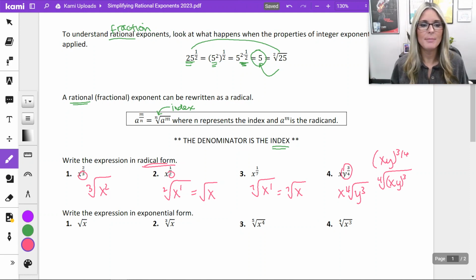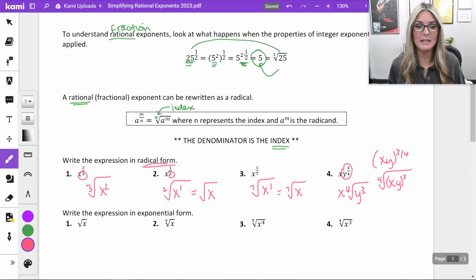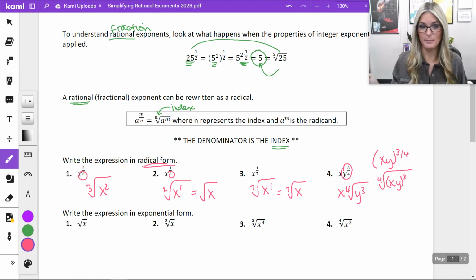So number one for the next section, write the expression with exponential form. Let's go backwards. Now, we already talked about the understood square root here and understood one exponent. So let's go backwards. I would have x raised to the 1/2. The denominator was the index. So bring it on over, make it 1/2.